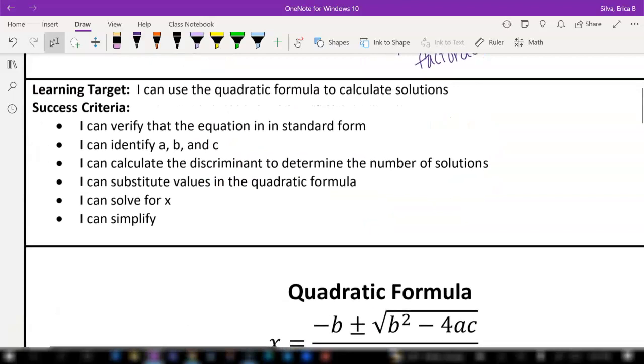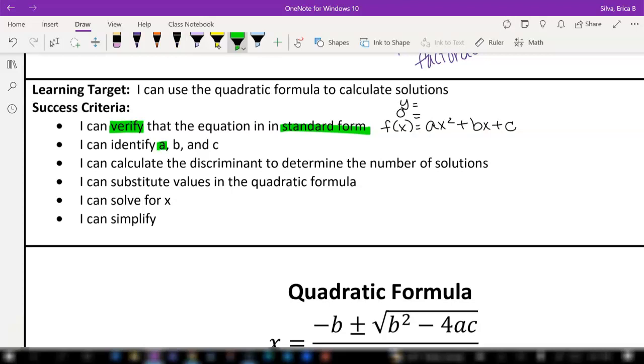Now, in order for us to use our quadratic formula, that's our learning target for today, we need to first verify that the equation is in standard form. Remember, standard form is f of x equals ax squared plus bx plus c. And remember, f of x could be either 0 or y. They all mean the same thing.